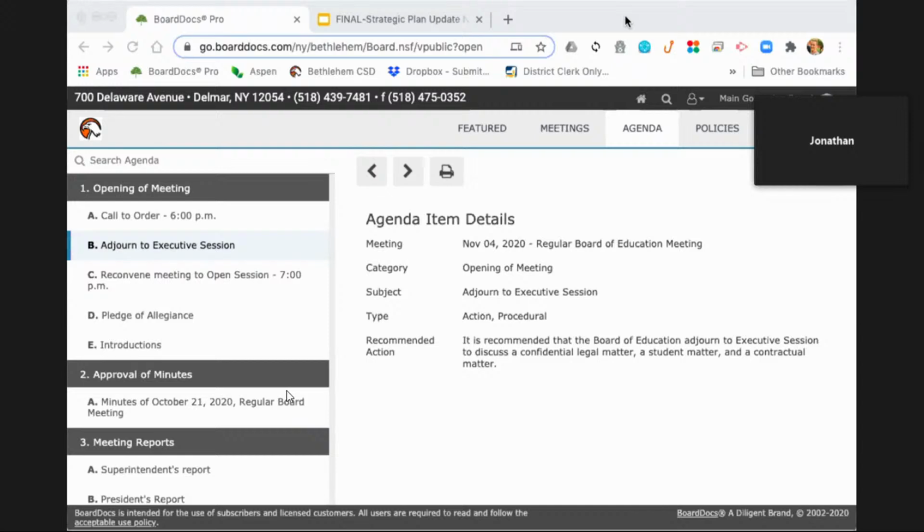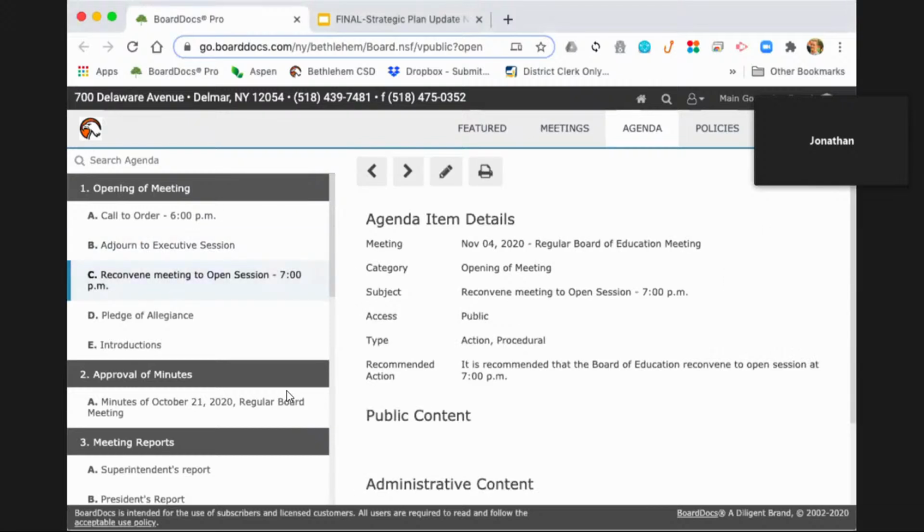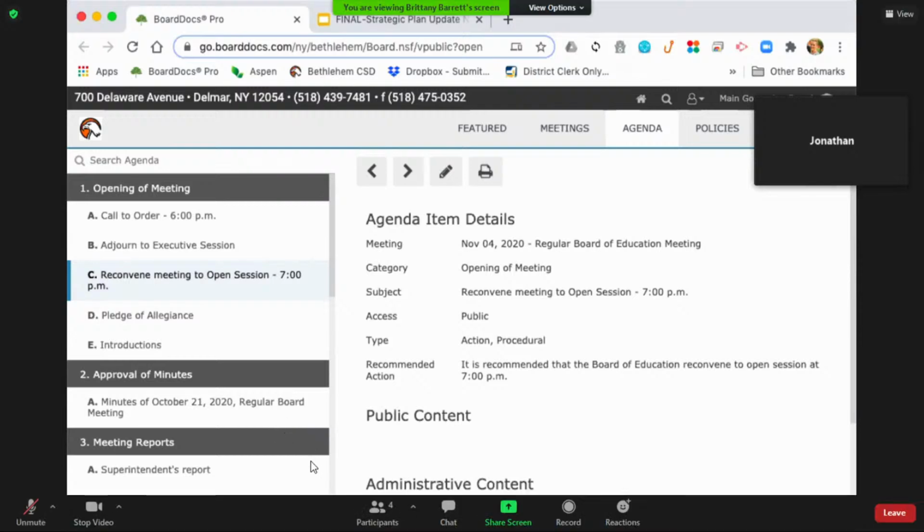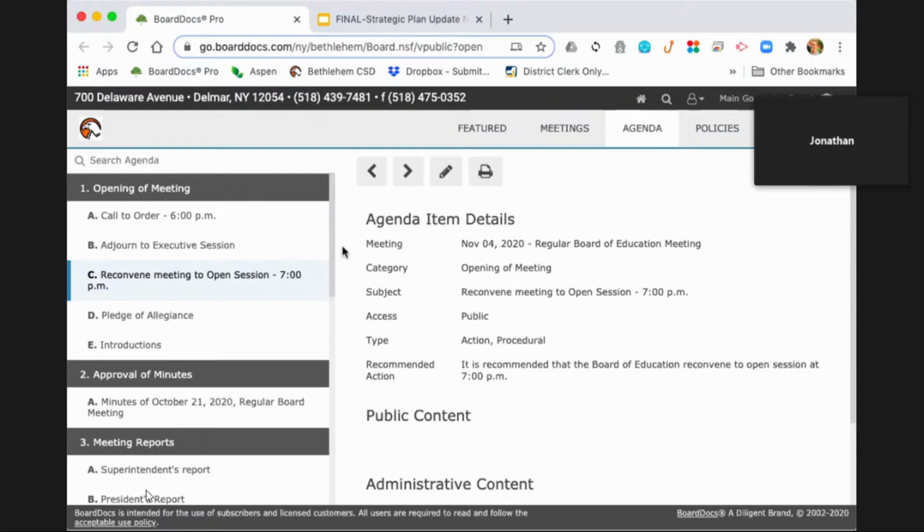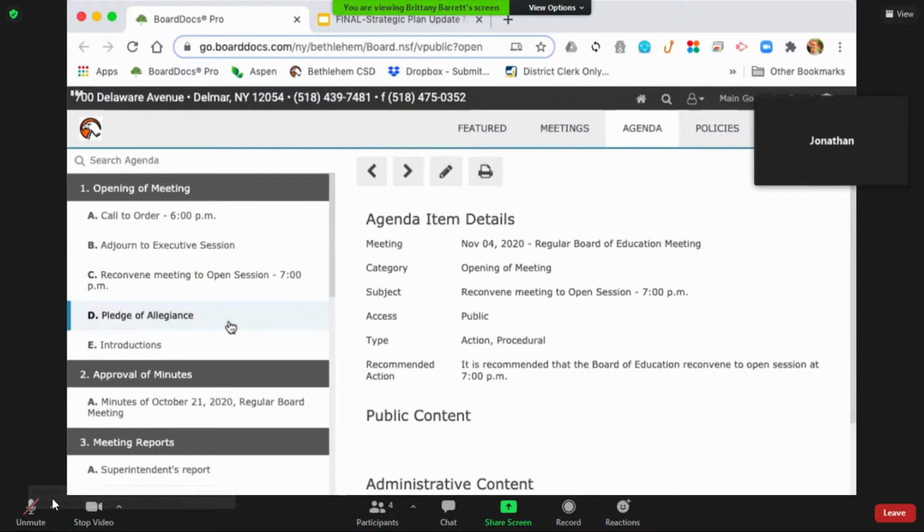Are we all set? We're good? We can reconvene our meeting to open session. The board has been in executive session since 6:10 to discuss a BCUEA contractual matter, a personnel matter, and a student issue. If we could all please stand for the Pledge of Allegiance.